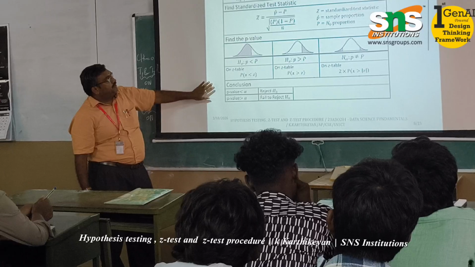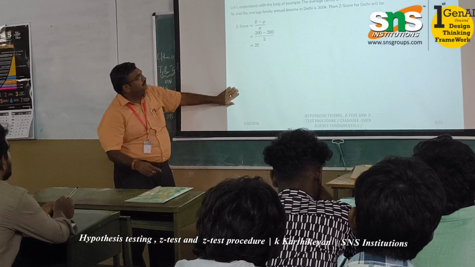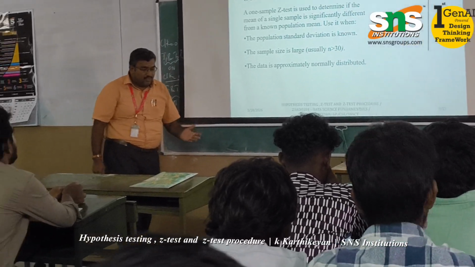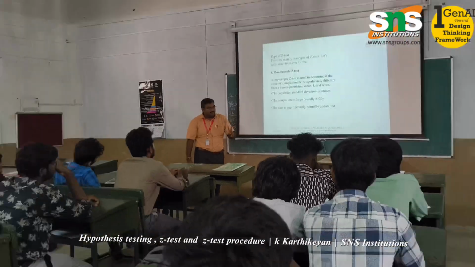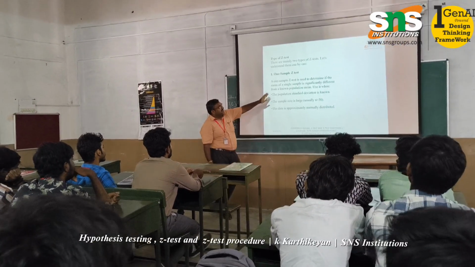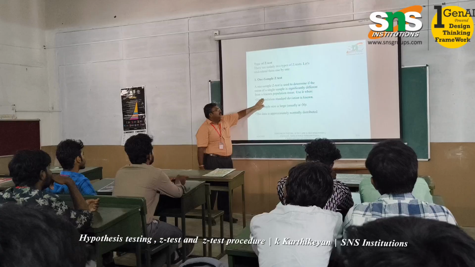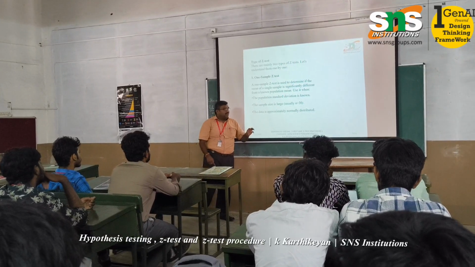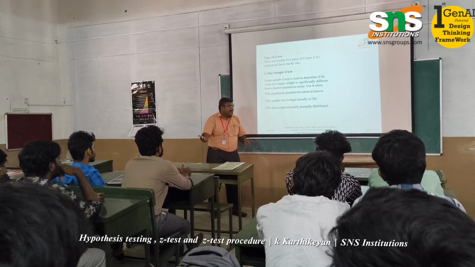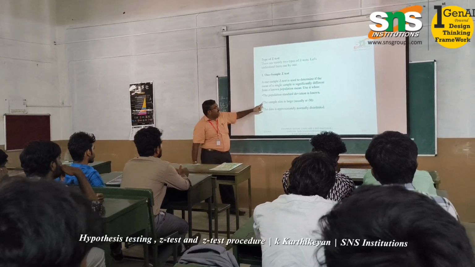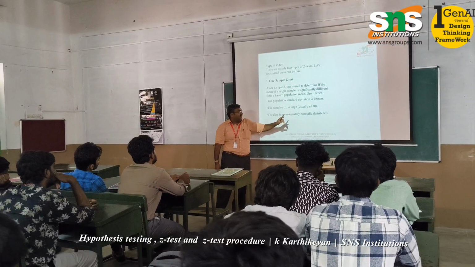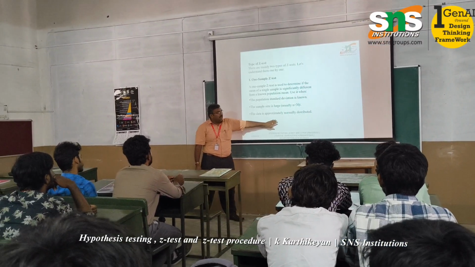Types of tests: one sample test and two sample tests are available. We have two types of process. A one sample test determines whether a single sample is significantly different from the population mean. Suppose we have only one value available; we take how many people are available, then take the value. The population standard deviation is known. The sample size is large, usually n greater than 30. So the data is approximately normally distributed.